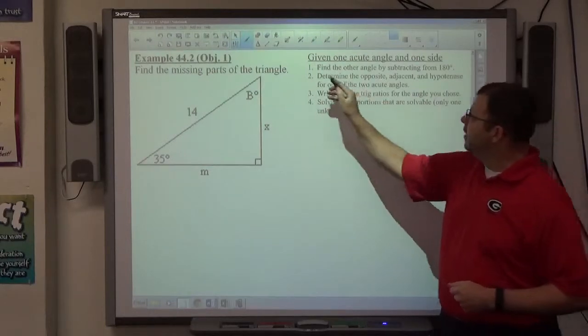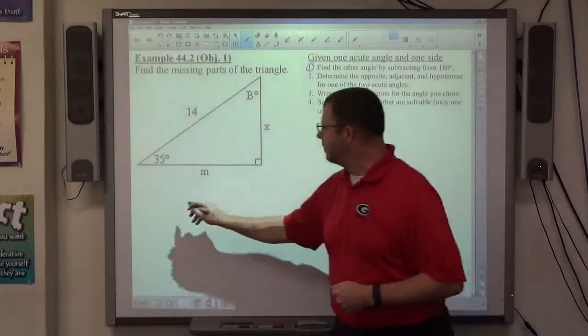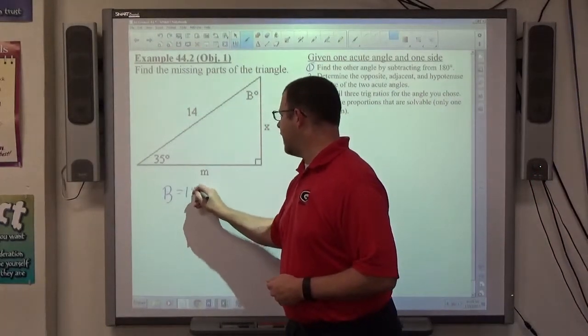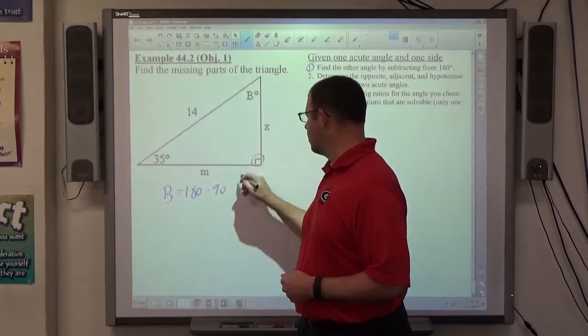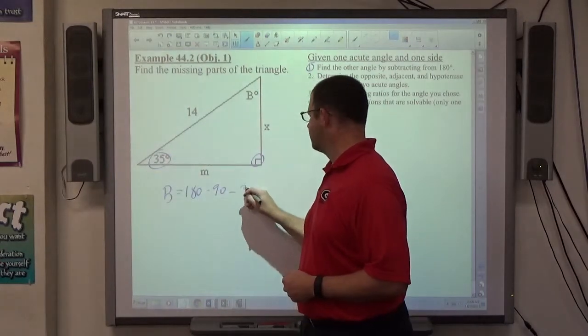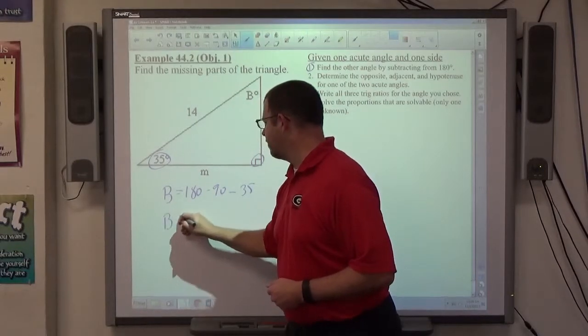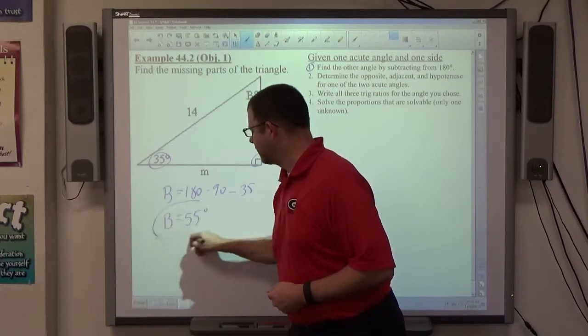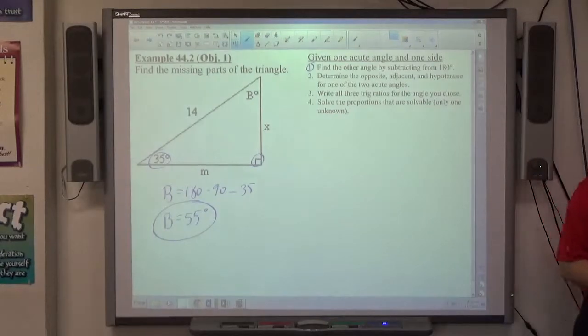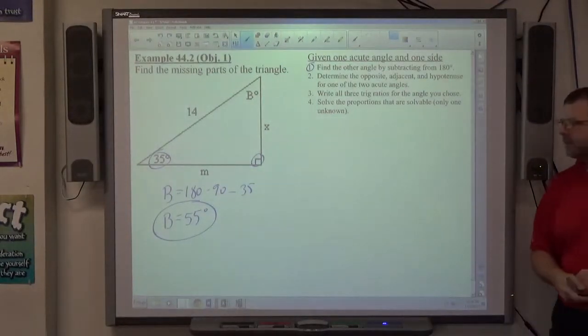So step 1, find the other angle. So B is equal to 180 minus 90, which is this angle, minus 35, which is that angle. If we do that, we're going to get 55 degrees. And just like that, we get one of the answers pretty easily.